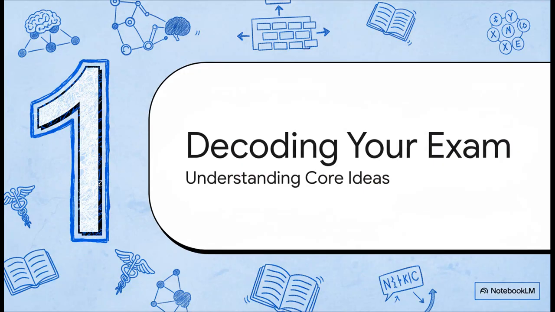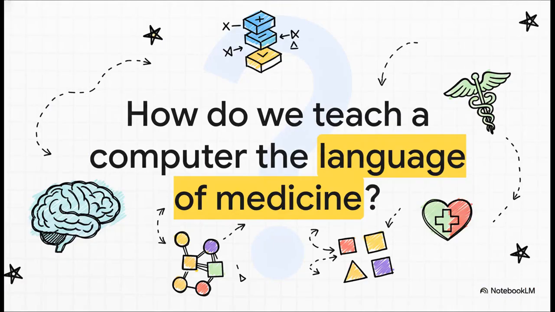First things first, let's decode this exam. We're going to focus on the one core principle that honestly connects almost every single question you're going to face. This right here. This is the golden question. Everything we're about to cover, word vectors, transformers, all those clinical codes, it's all just a different attempt to answer this. So as we go through everything, just keep this question buzzing in the back of your mind. It's the thread that pulls it all together.